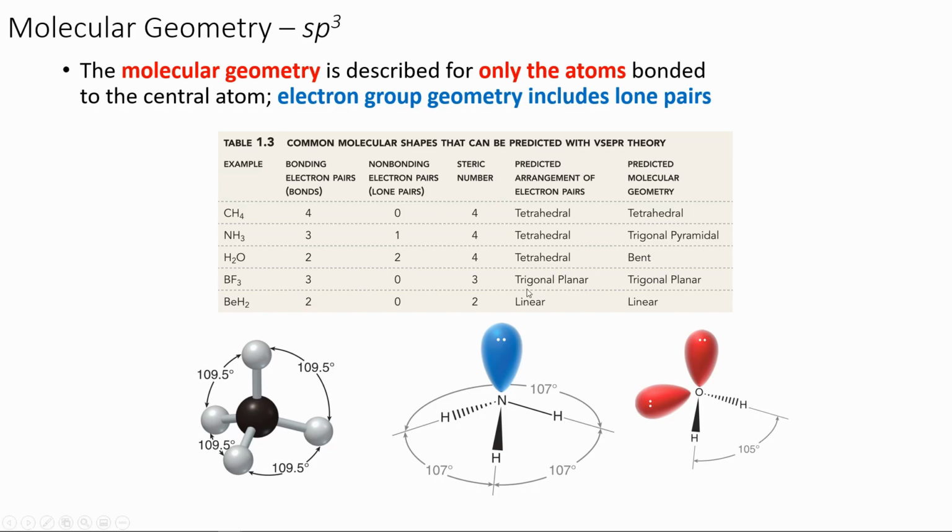If we look at a molecule like BF3, BF3 is making 3 sigma bonds, but it's only going to have a steric number of 3 because it has no lone pairs. It has no non-bonding lone pairs. If we look at a molecule like BeH2, it's only going to be making 2 bonds, and it has 0 lone pairs, and that's going to have more of a linear geometry.